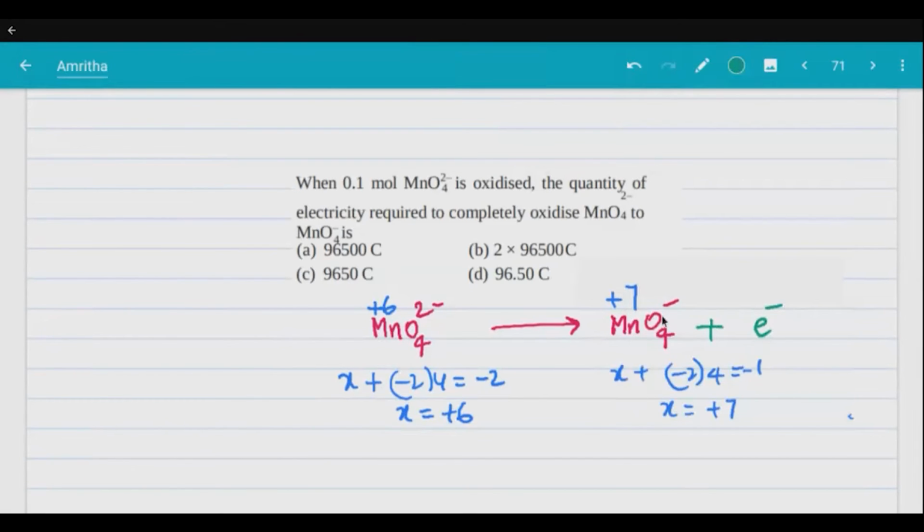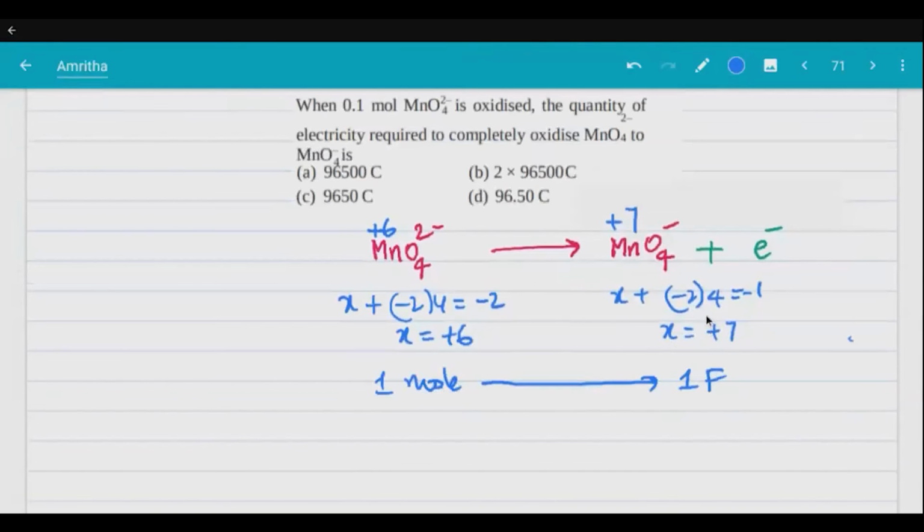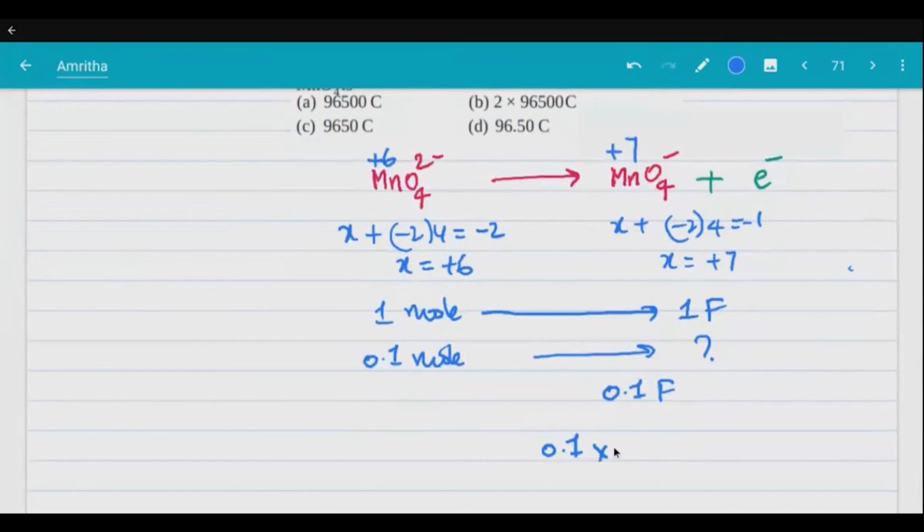So 1 mole you can take it as 1 Faraday. Very important. Okay. 1 ion, 1 electron. So 1 mole is oxidized. So 1 Faraday. 1 mole electron's charge is 1 Faraday. So there is one change, right? 1 mole electron's charge is equal to 1 Faraday. So 0.1 mole is how much? So 0.1 Faraday. Okay. But 1 Faraday is 96500 coulombs. So what is our answer now?